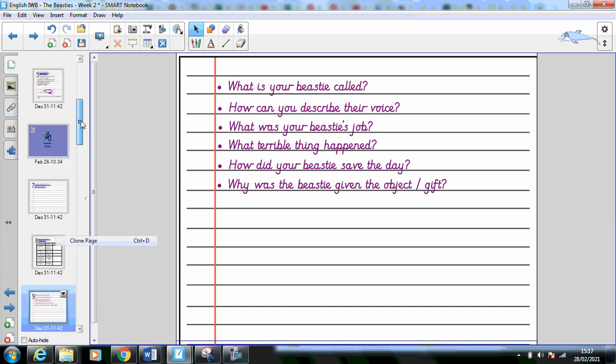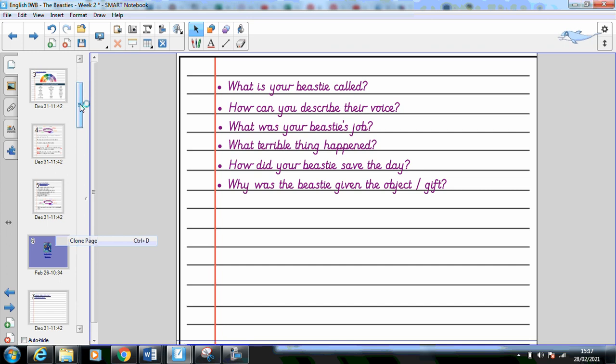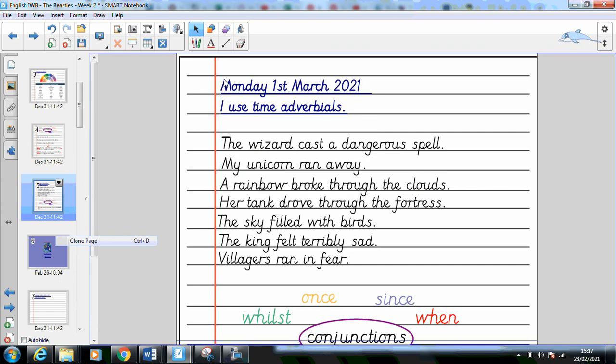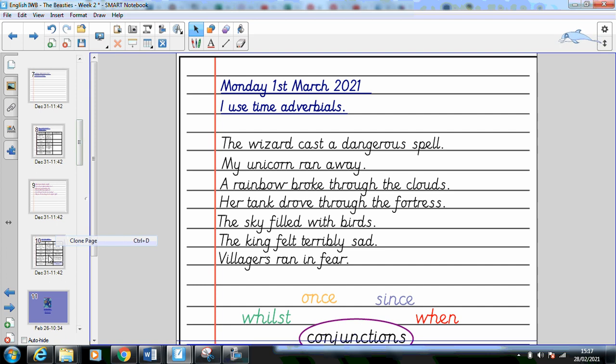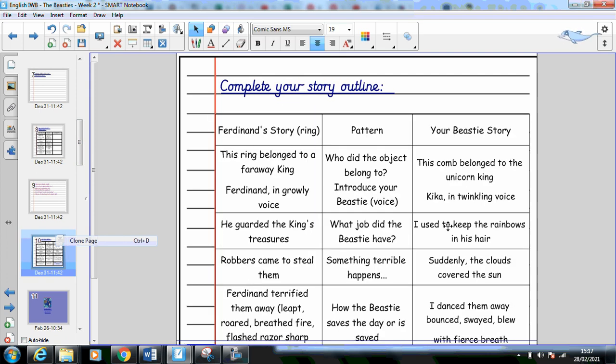If you want some ideas about what objects will be useful to you, you might use some of these nouns like wizard, unicorn, rainbow, sky, king, villagers, spell, clouds, trees, fortress, birds. They might be good nouns to include in your story. So today you are just filling in what we call our boxing up grid with notes on our story outline. Fantastic. I look forward to seeing them.